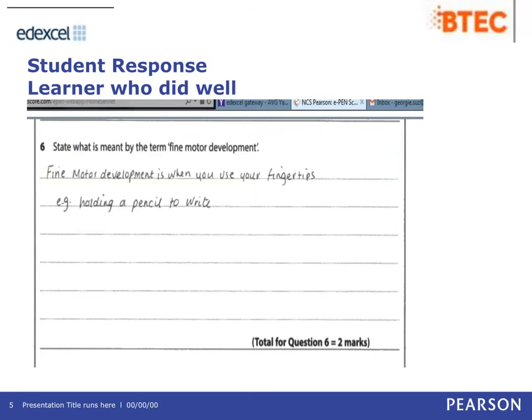This is an example of a response from question 6, for which 2 marks were awarded. The response required an identification of what fine motor development is. In this response, the candidate has responded with, "When you use your fingers," gaining 1 mark. 1 further mark is awarded as the candidate has provided a relevant example, for example, holding a pencil to write.